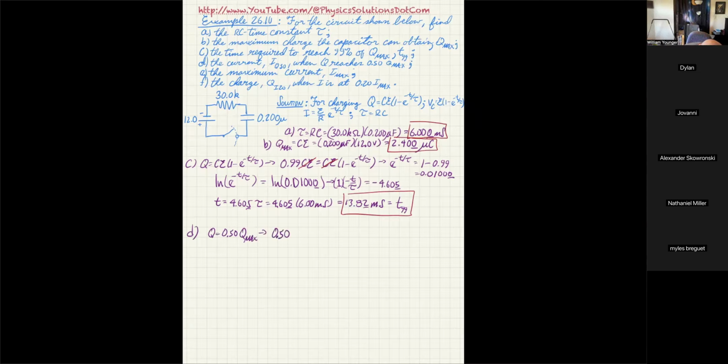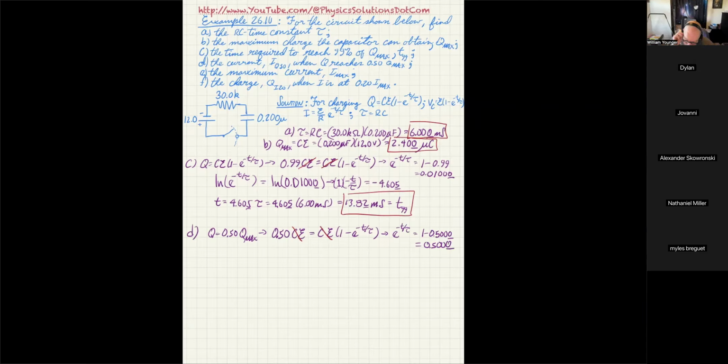Now we look at our equation. Q max we know is CE. So I write 0.50 CE is equal to CE times 1 minus e to the negative t over tau. Again, the CE cancels out with the CE, but you get to see what happens. You see, for instance, that e to the negative t over tau is equal to 1 minus 0.5000, and of course, that's equal to 0.5000.